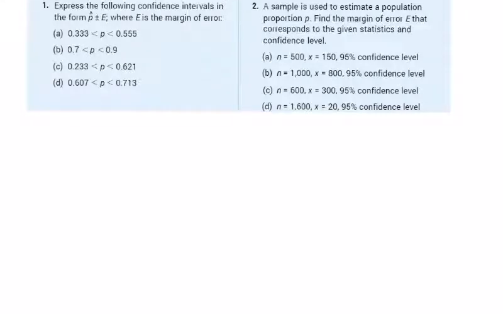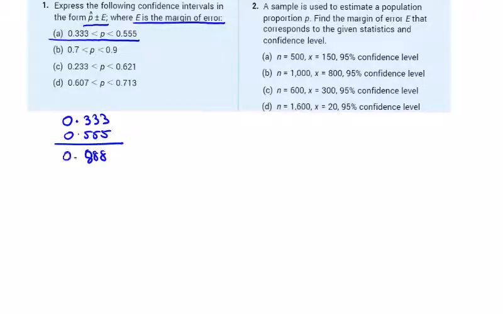So population proportion. Express the following confidence intervals. We have P here in the form P plus or minus E, where E is the margin of error. So we can see here that P, if we get the midpoint, 0.333 and 0.555 gives 0.888, divided by 2, 0.444 is going to be the midpoint.